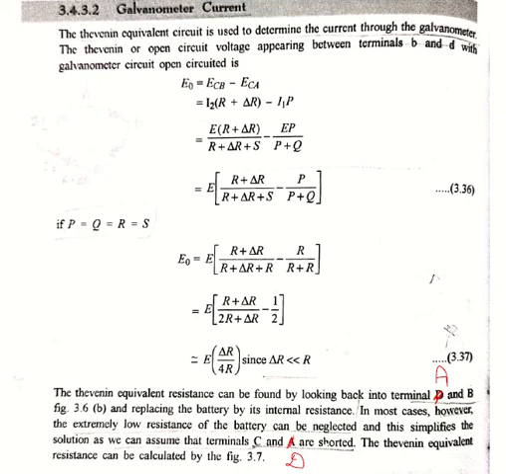Good morning, students. In the previous lecture, we started the Wheatstone bridge method and the sensitivity of the bridge. Now coming to the second part of the Wheatstone bridge method, where we have to find the galvanometer current. For finding the galvanometer current, we will be using the Thevenin equivalent circuit to solve the bridge.